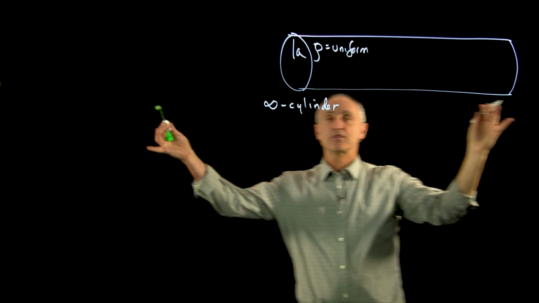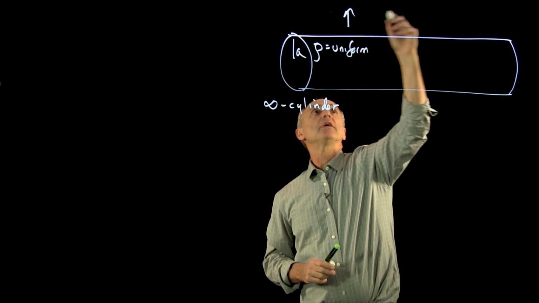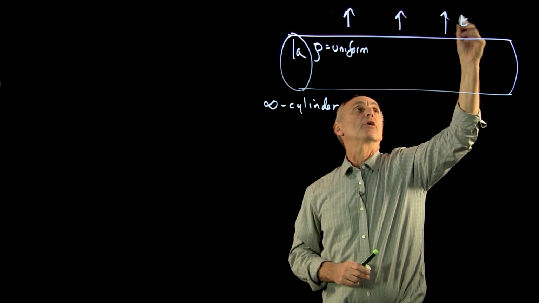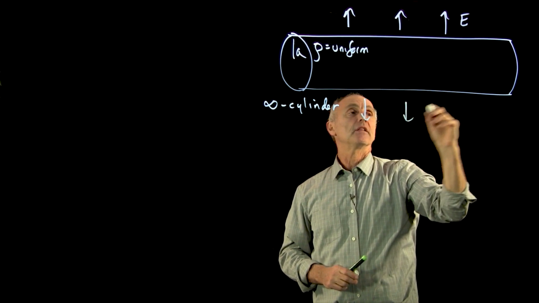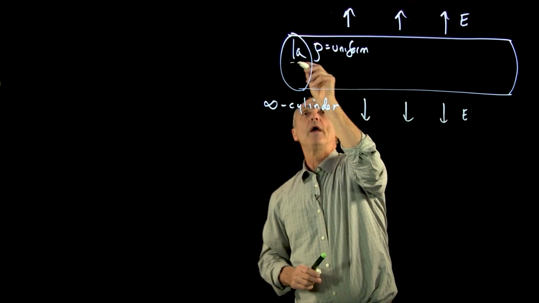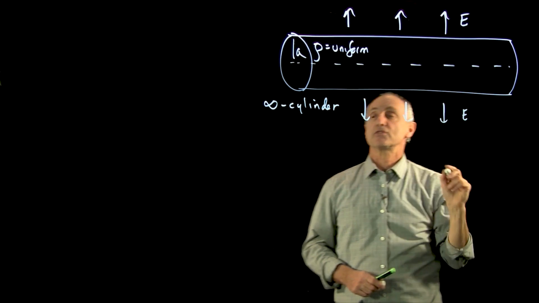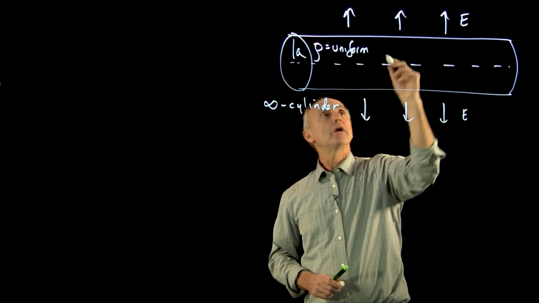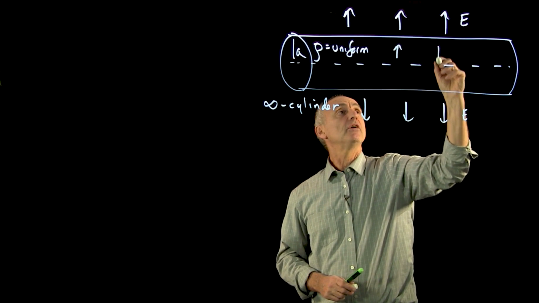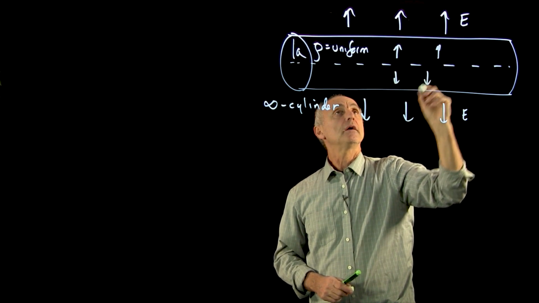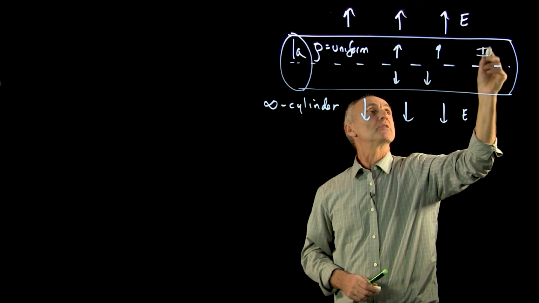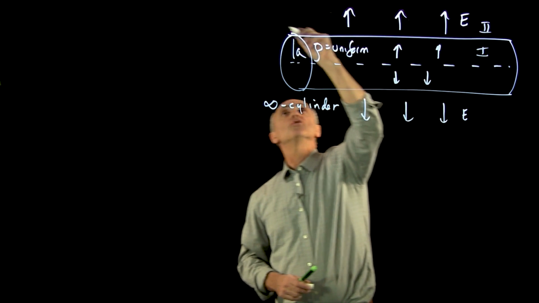The reason we make the cylinder infinite is we can use the same symmetry argument to say that the electric field is pointing away from this axis of symmetry. But unlike the wire, there's now going to be some field inside. And so we have two regions of space, region 1 and region 2.